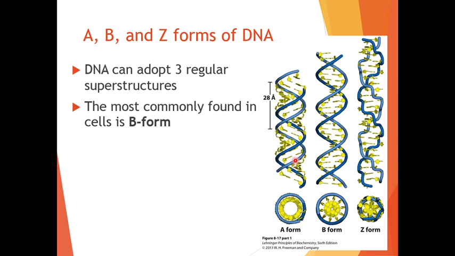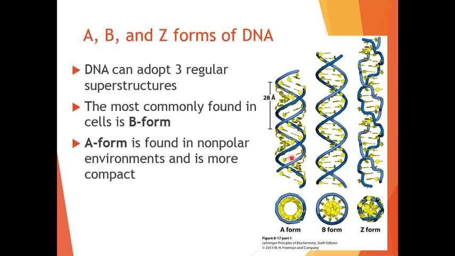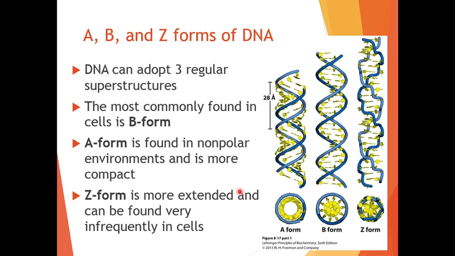The most commonly found form is the B form, and it is found in cells. The A form, which is shown here, is found in nonpolar environments and is more compact as compared to B form and Z form. Z form, however, is more extended, as can be seen here, and can be found very infrequently in cells.